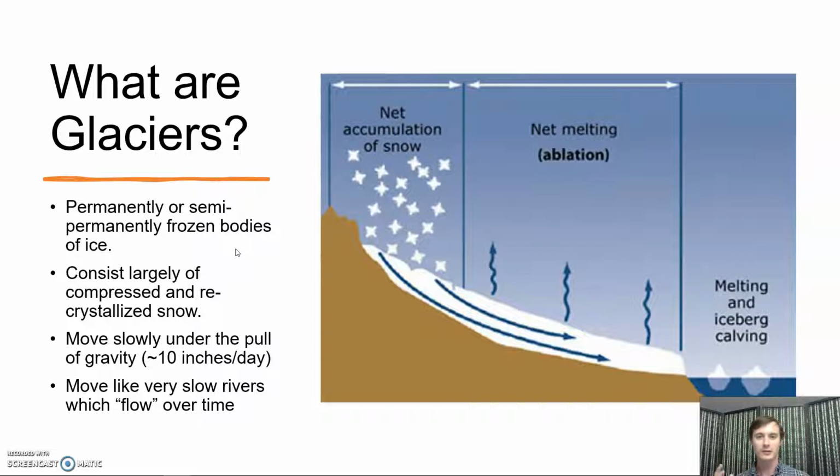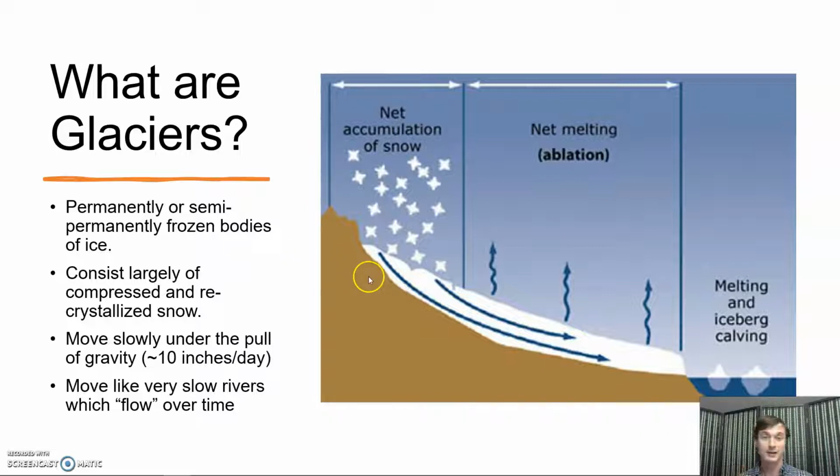So snow continues to fall, and at first you have just a little bit of snow. There's going to be a lot of air in between the little snow particles. It's going to be less dense, lighter, fluffier stuff. But as it starts to accumulate larger and larger amounts, you start to get compression, which leads to recrystallization, something very similar to what you see in metamorphic rocks.